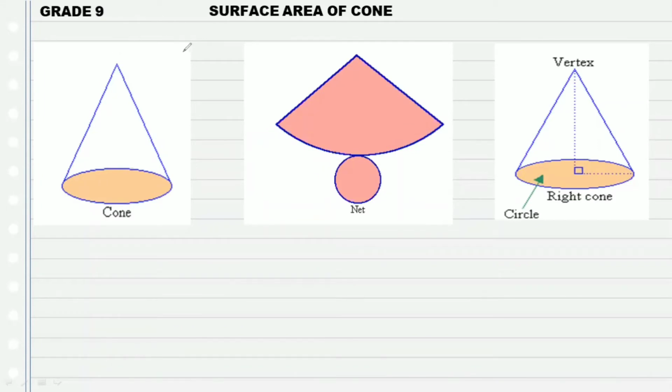Here we are discussing the surface area of the cone. Before that, let us define the cone. A cone is defined as a 3D geometric figure with a flat surface. This flat surface is circular in shape, along with one curved surface, and this curved surface is pointed at the top, which is known as the apex or vertex.